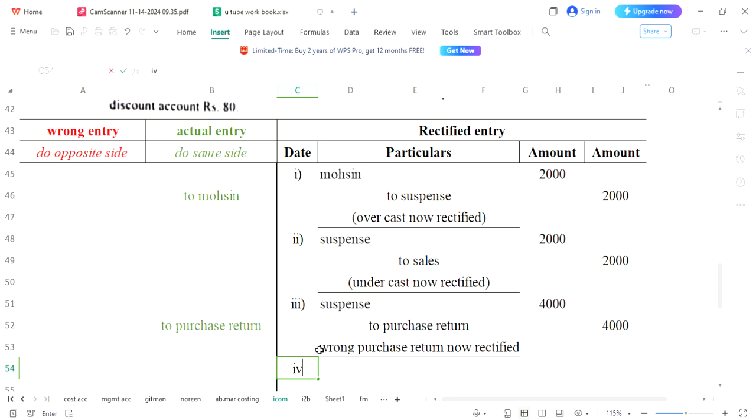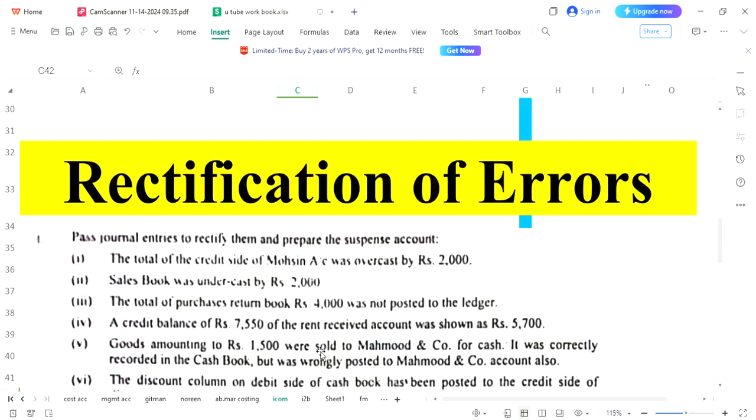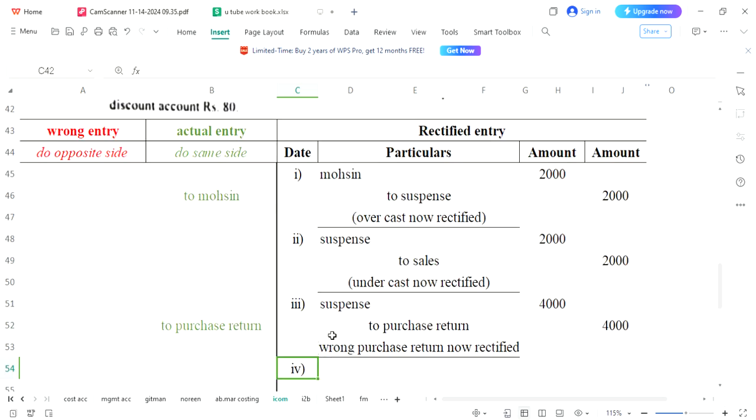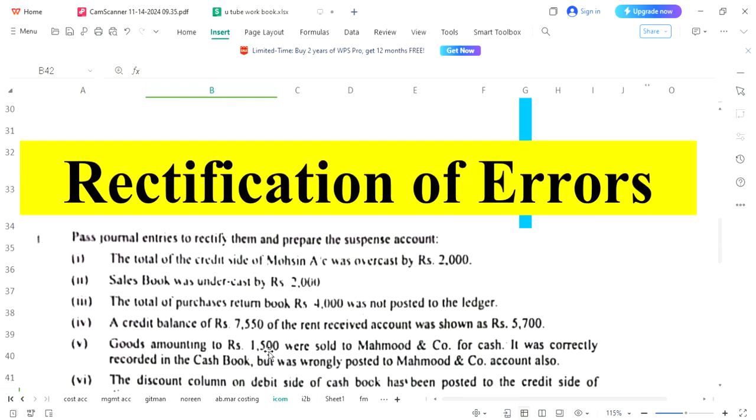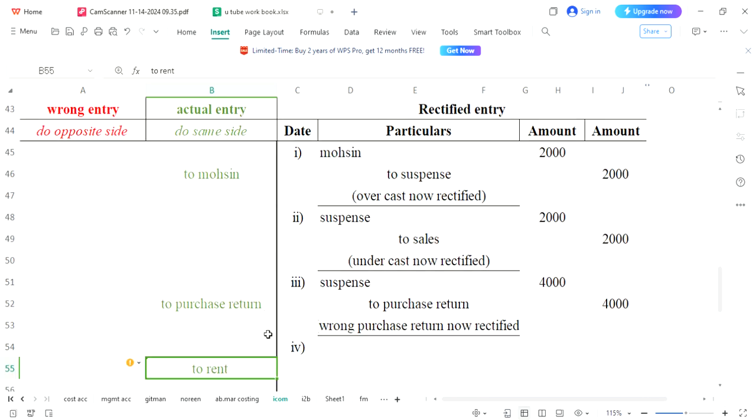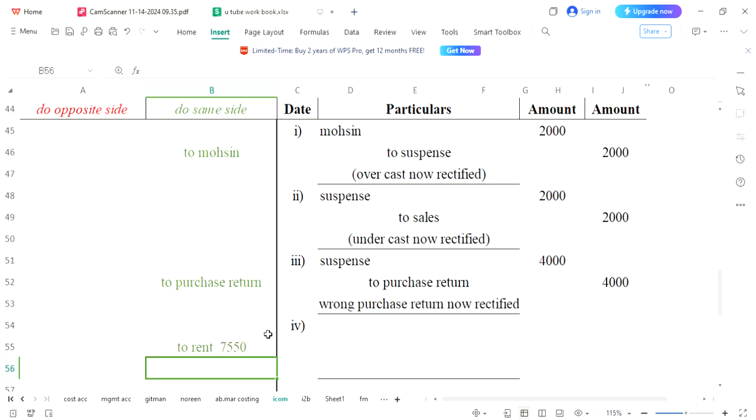Now we will see what entry number 4 is saying. A credit balance of 7550 of rent received. Please note it down. Rent we can receive or rent we can pay. Since this is rent received, that means it's an income. Income should be written on the credit side. So rent was supposed to be written over here, but how much amount? Look, credit 7550. So here you will post 7550 just for reference.